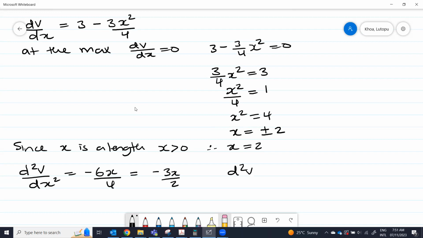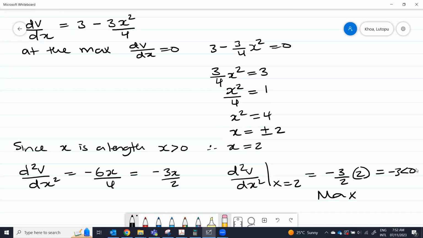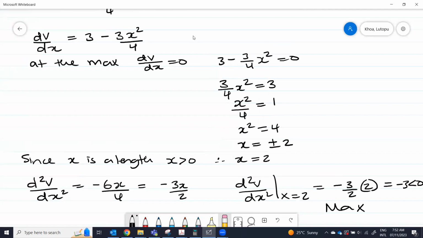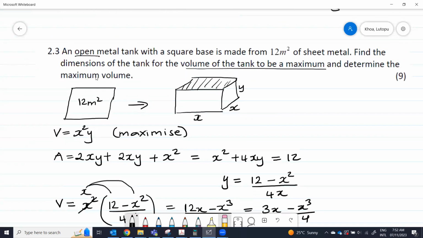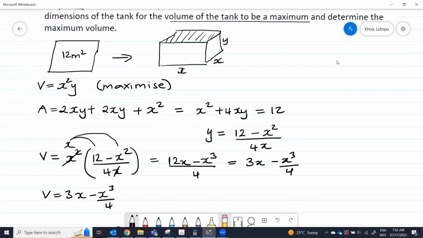Then we substitute. We'll have minus 3 over 2 times 2. This is negative 3. That's less than 0. Less than 0 means we have a maximum. Okay. Then now we answer the question. What did the question say we must do or find? It says determine the maximum volume.